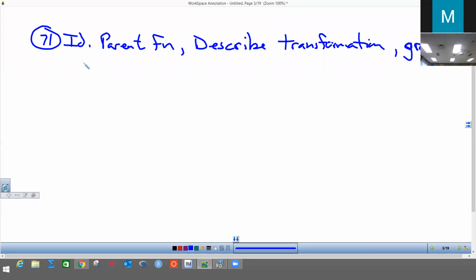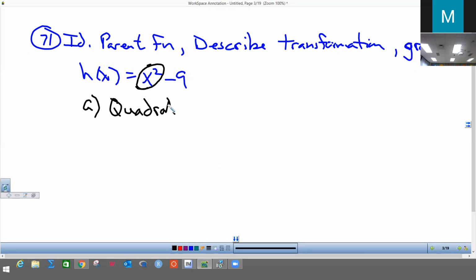So number 71 says h of x equals x squared minus 9. So part A, describing the function, means that we want to look at this part. There is one of our parent functions that has that in it, and that is called a quadratic. So we would call this a quadratic. That is the parent function, a quadratic function. The parent function, and you don't need to write this down, is y equals x squared.